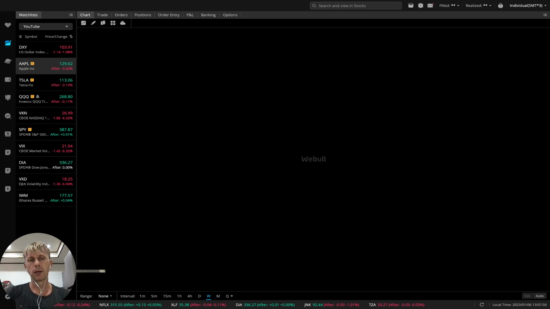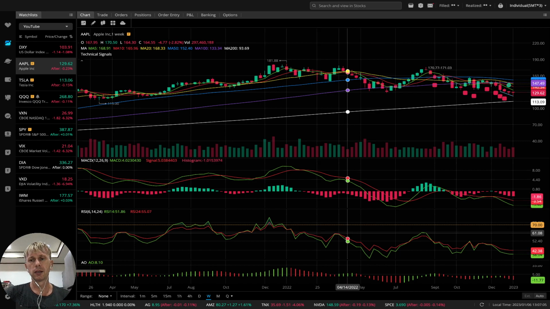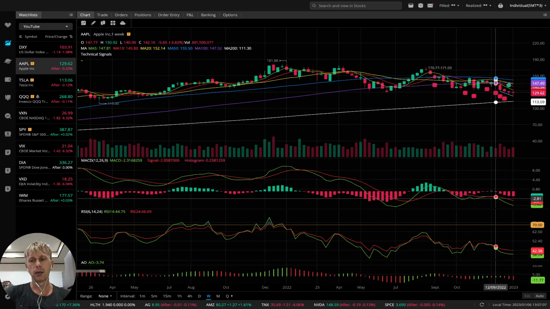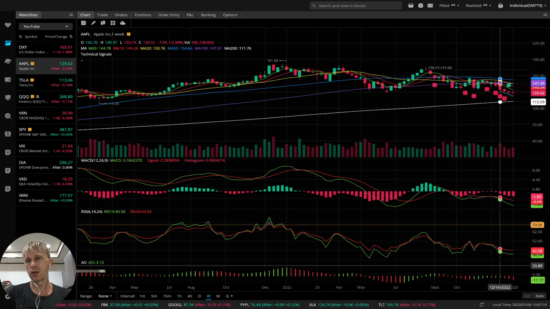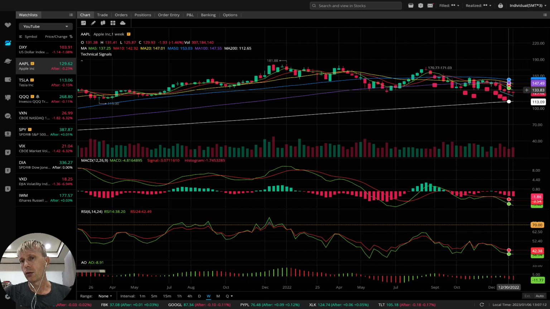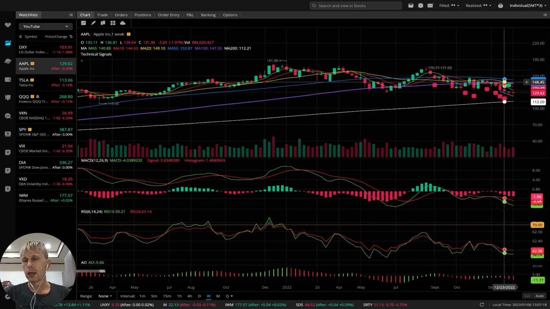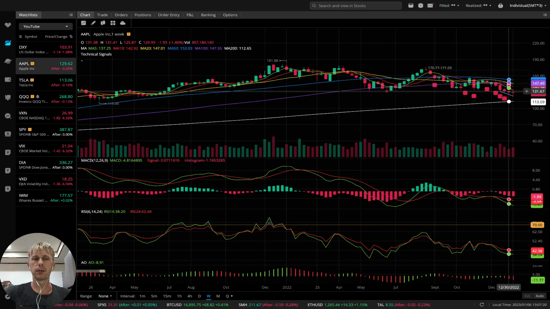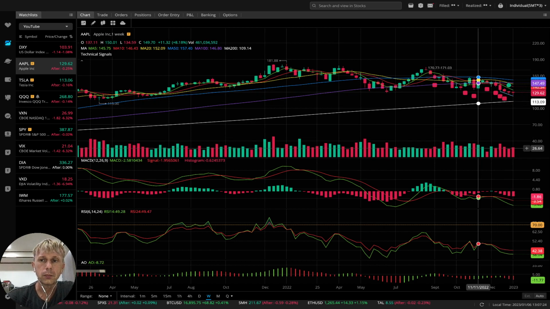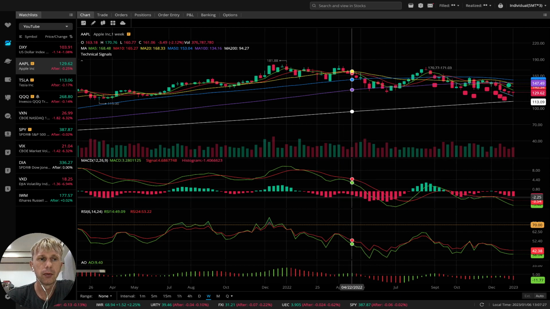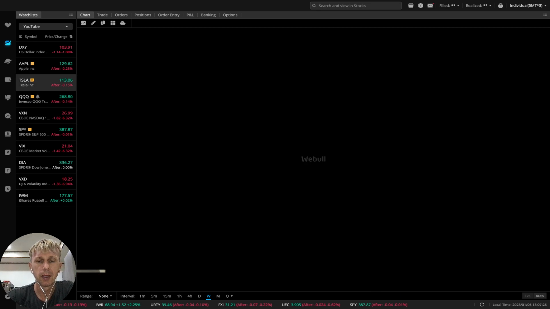Let's check weekly. Weekly it's a bearish trend on MACD, bearish trend on RSI, and the oscillator is also bearish. On moving averages, the last bar closed below all moving averages except 200. Bearish trend on weekly and monthly for Apple. Okay, let's move to Tesla.